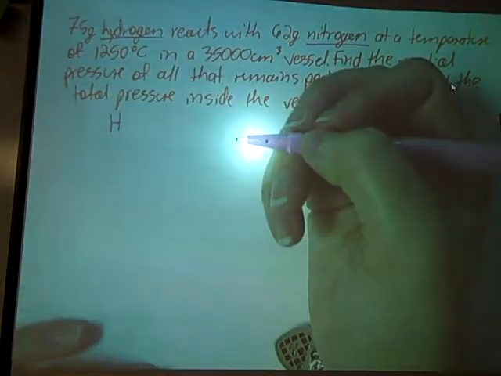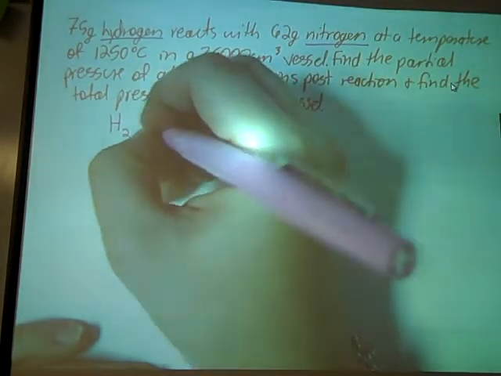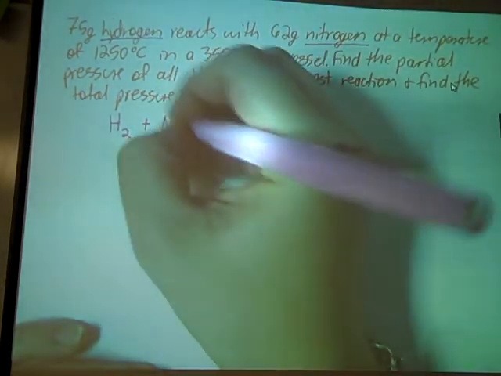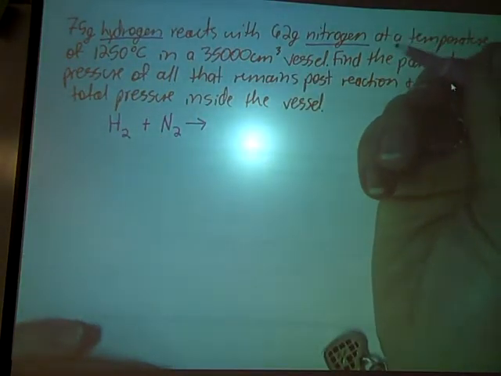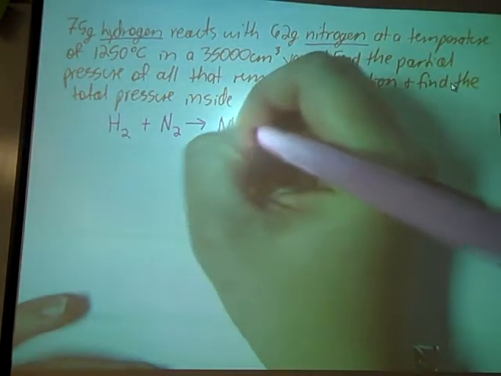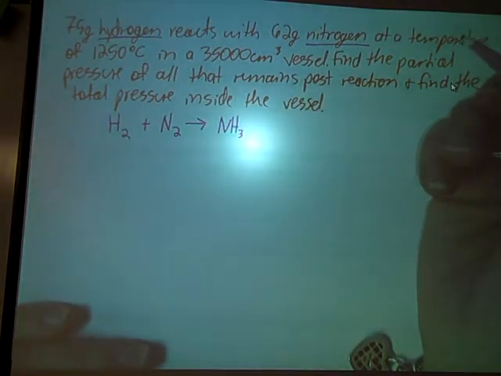Hydrogen is one of our diatomic elements. It can never be by itself, so hydrogen gas is written as H2. Nitrogen, same deal. And when these two react, this is actually called the Haber process, the process by which they make ammonia for fertilizers and things like that, and it has to be done under very high temperatures and pressures.